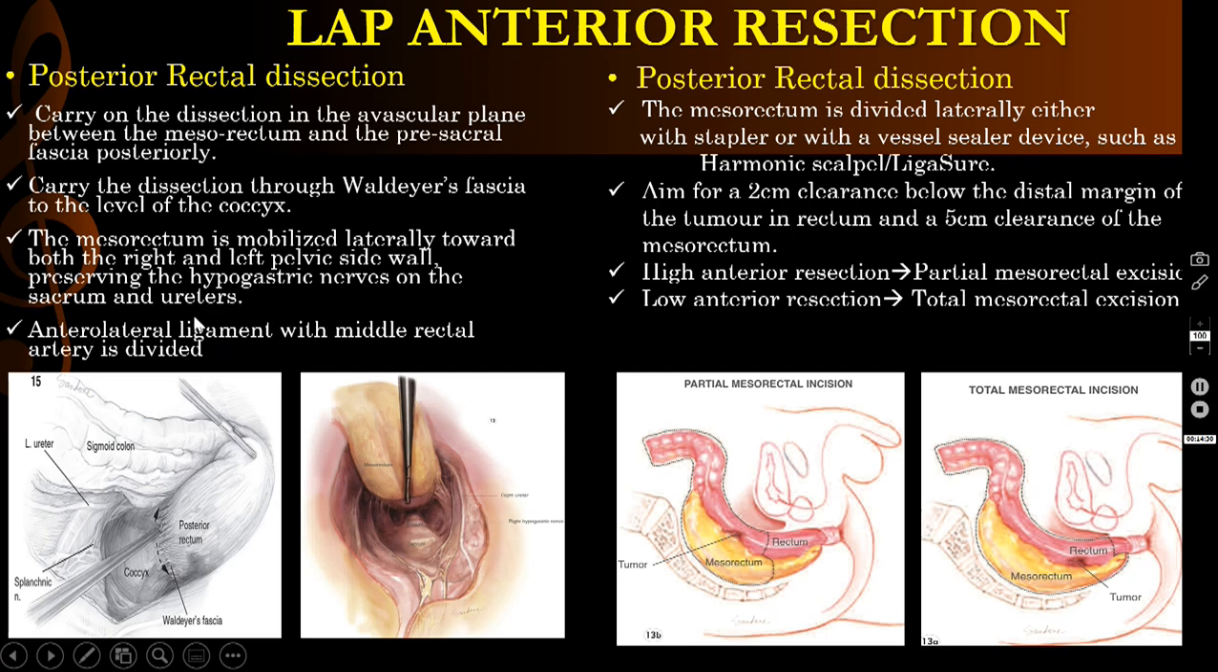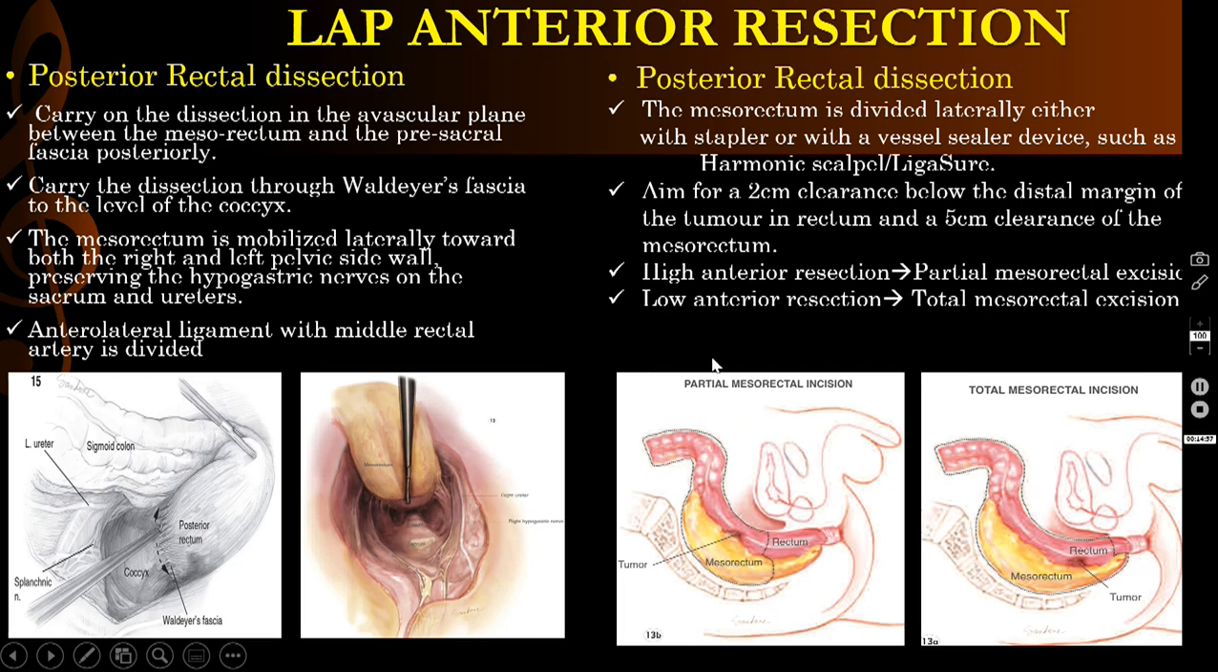Anterolateral ligament will be exposed during this. This is the anterolateral ligament, which contains the middle rectal artery, which should be divided on both the sides. The mesorectum is divided laterally either with a stapler or with a vessel sealer device, such as either a harmonic scalpel or a LigaSure. This is what you are seeing in this picture.